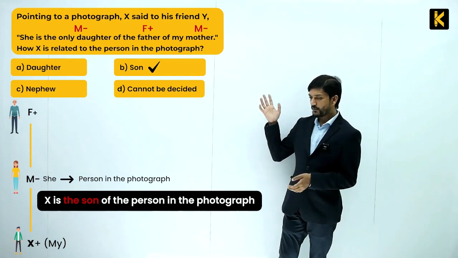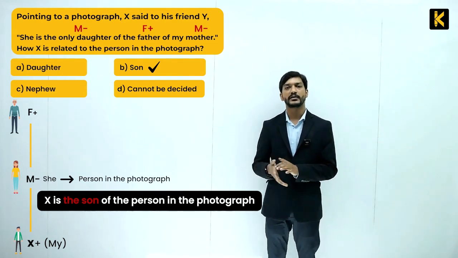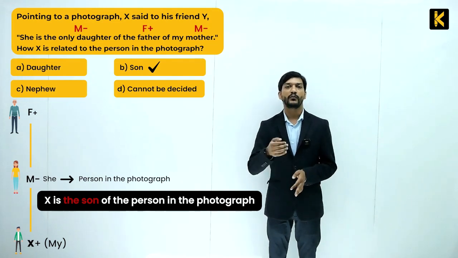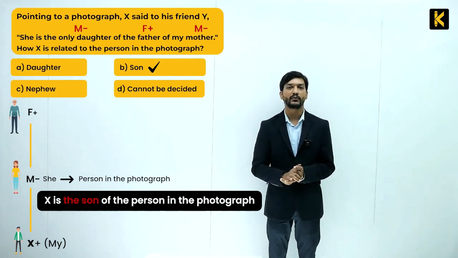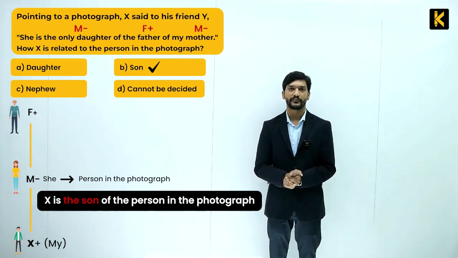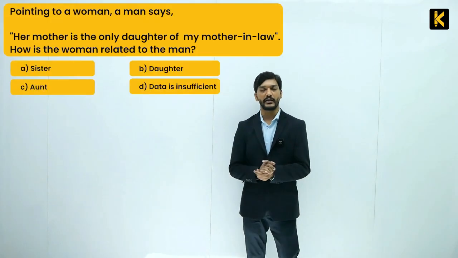So like this, whatever question is there, we have to convert the statement into a diagram, find the missing relations, and once the missing relations are found, we have to answer the questions. Okay. So I hope things are getting clearer with every question. All right, students. So moving on to the next question, please read the question on your screen.